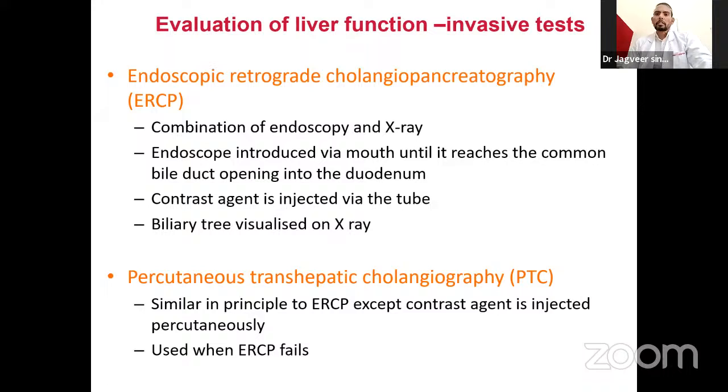Similarly, we have percutaneous transhepatic cholangiography. Similar in principle to ERCP, except the contrast agent is injected percutaneously, not by endoscopy. And this is done when we are unable to do the ERCP, in cases like duodenal edema or some altered anatomies. Next slide, please.